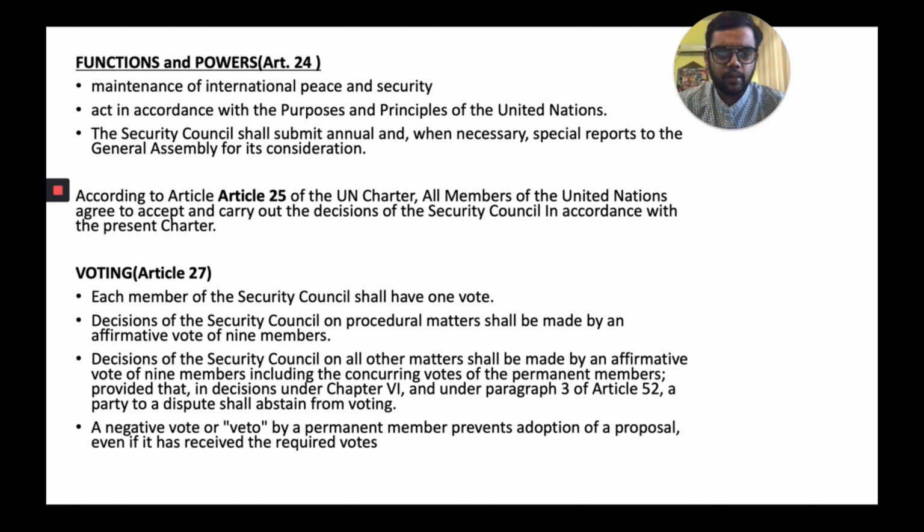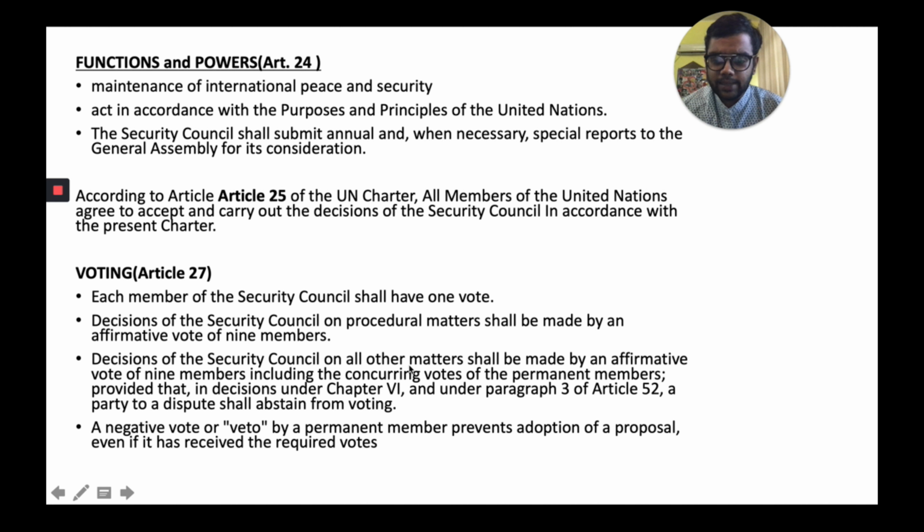Now, another important article with regard to the UN Charter and the Security Council is Article 27. Most of us have heard of the veto power, but we cannot ignore the fact that the word veto power is actually not used in the UN Charter.